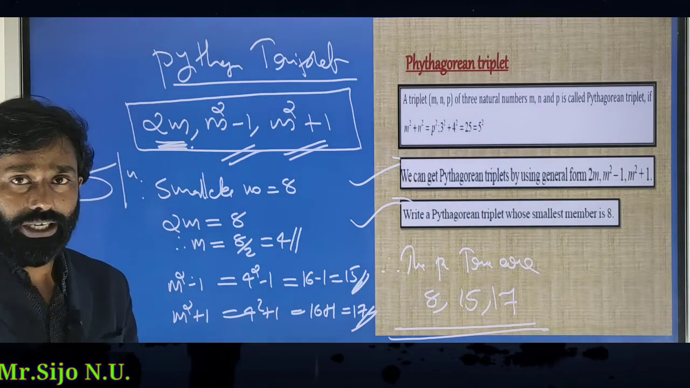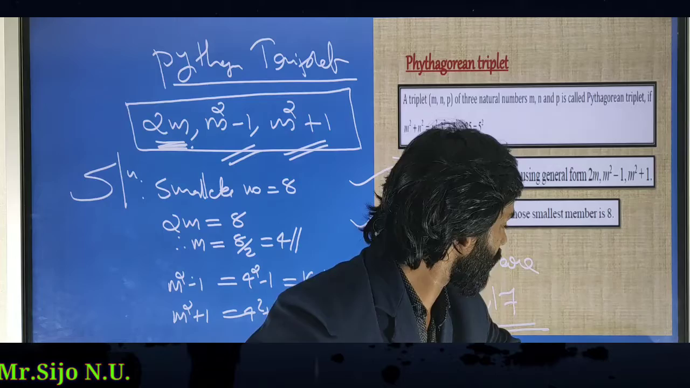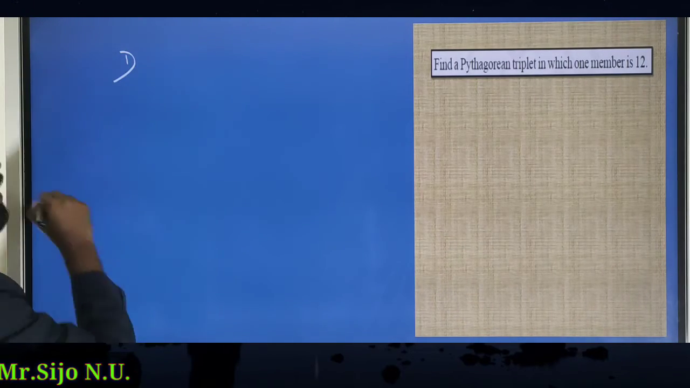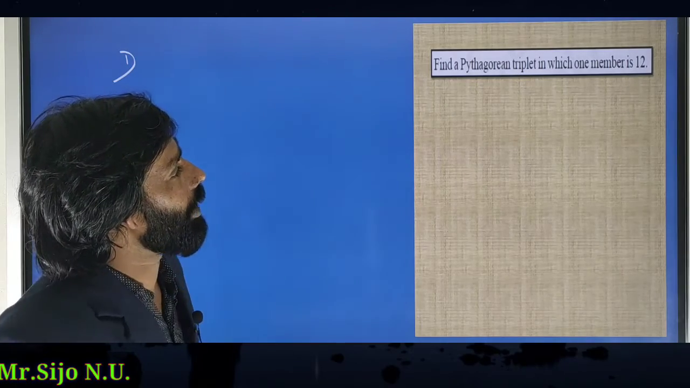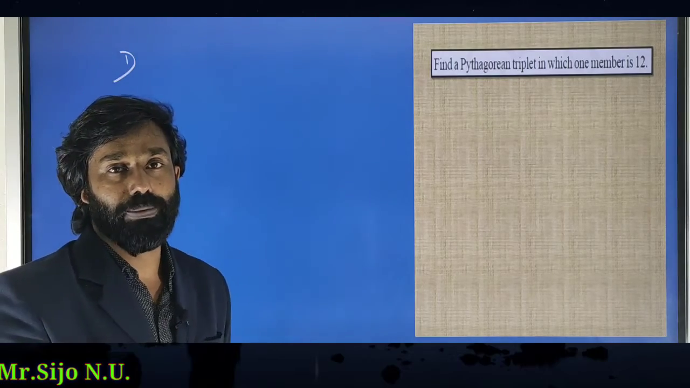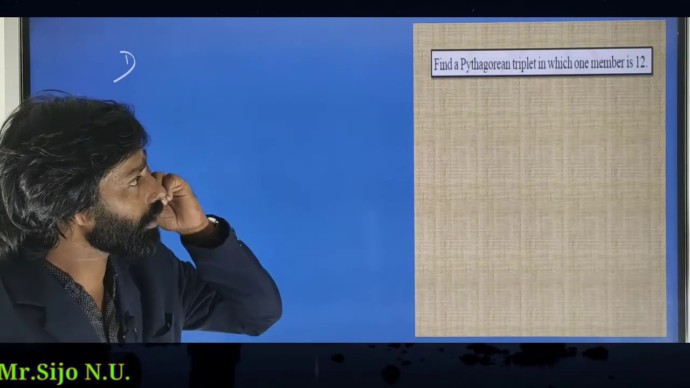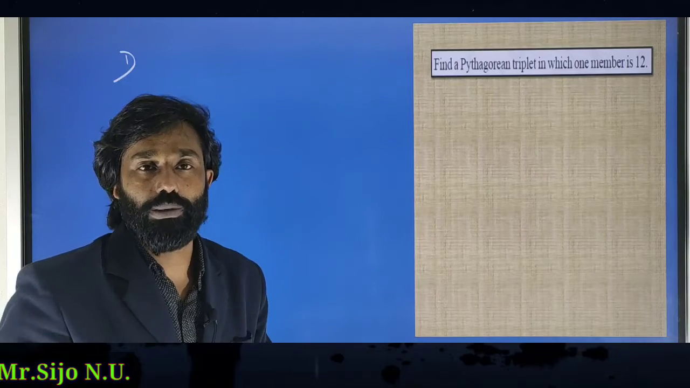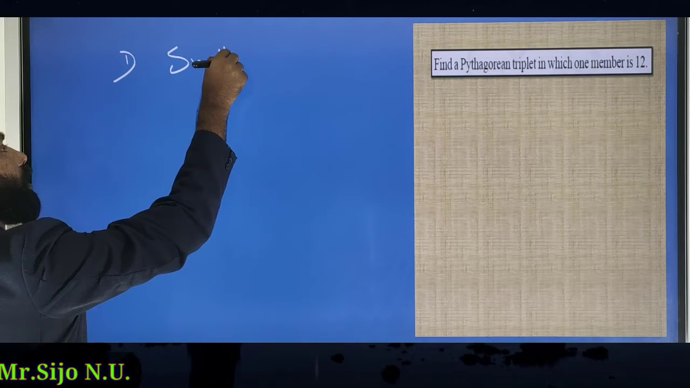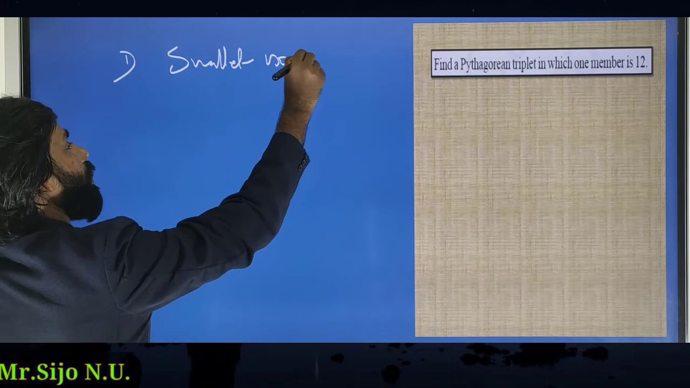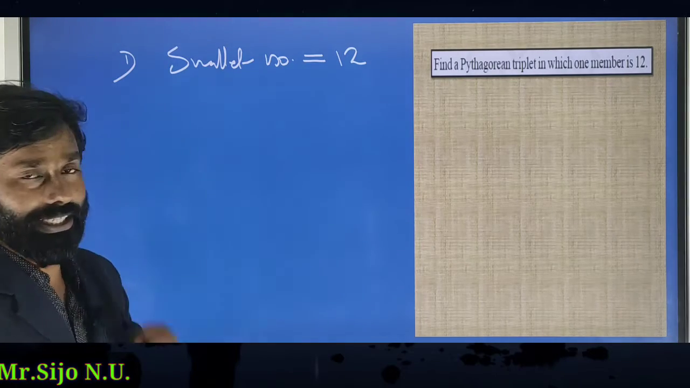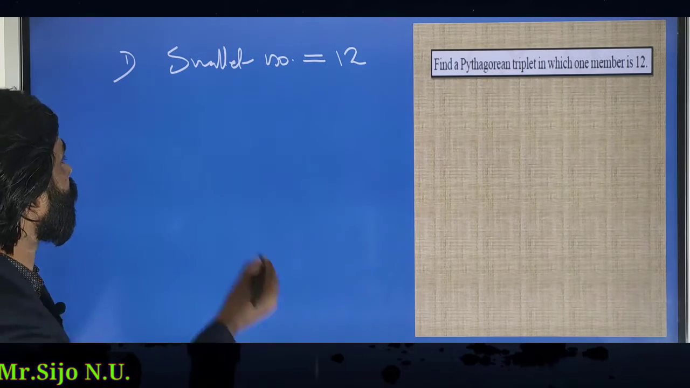Did you get it? Let us consider some other example also. Here is a question: find the Pythagorean triplet in which one number is 12. We have to find the Pythagorean triplet where one number is 12. It does not matter whether we take it as the smallest number or just one number as 12. We need to find the other two numbers in that triplet.